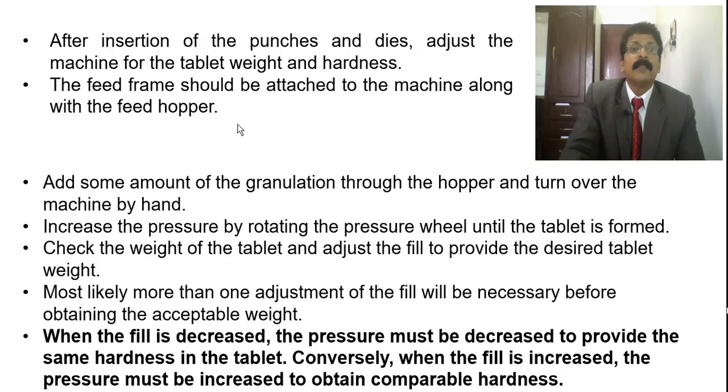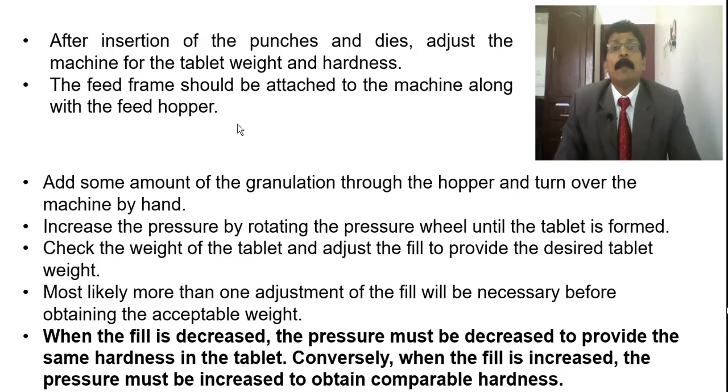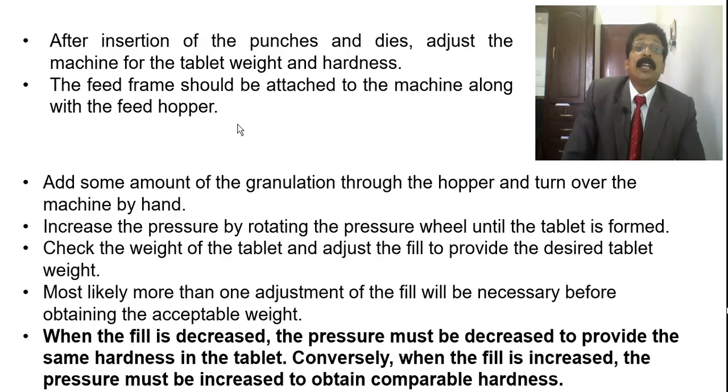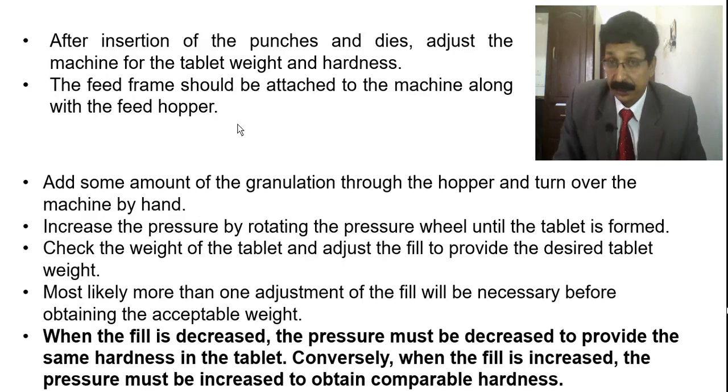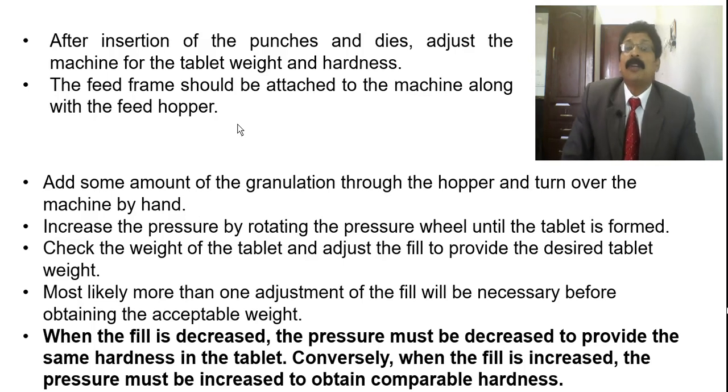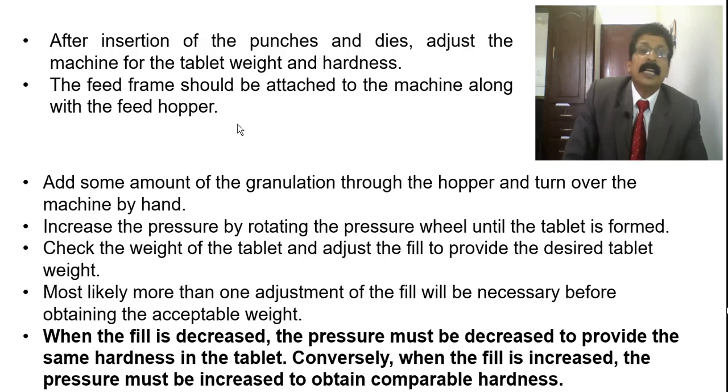And after inserting the punches and die, adjust the machine for the tablet weight and hardness by fixing the feed frame. Now you attach the feed frame to the machine and the feed hopper. Your machine you have fixed. So add some amount of granules in the hopper and turn over the machine by hand.